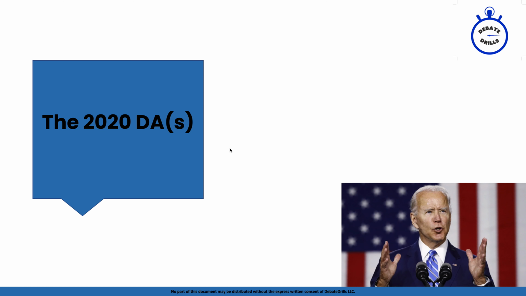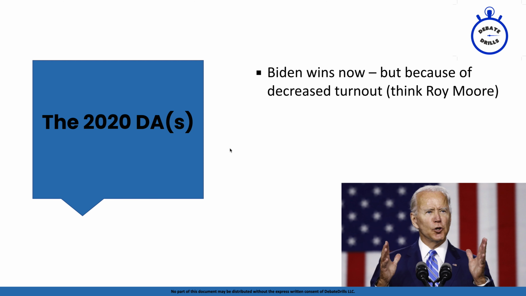The first thing, the obvious thing that should pop into your mind between now and November, is the 2020 disad. I put this in parentheses because there are a couple of other disads. The general idea is that Biden wins now because of decreased turnout among people who are forever done with Trump, right? The same way that even though they are conservative in principle, they cannot bring themselves to vote for Trump, and so they choose not to vote instead.